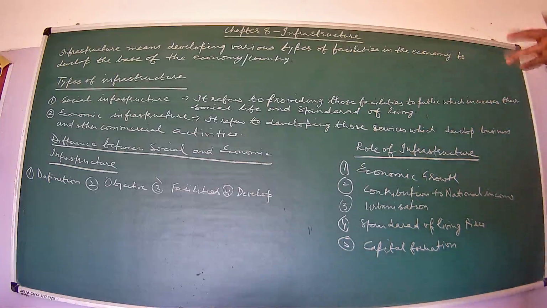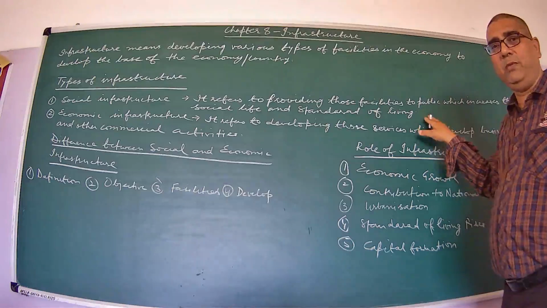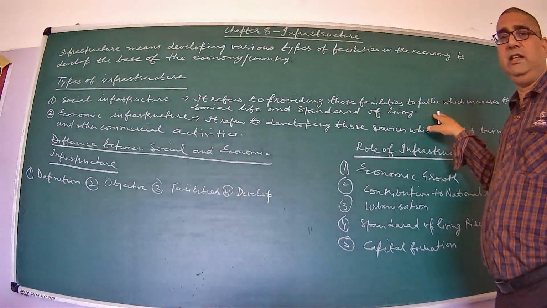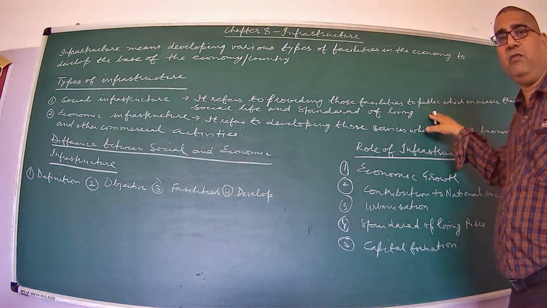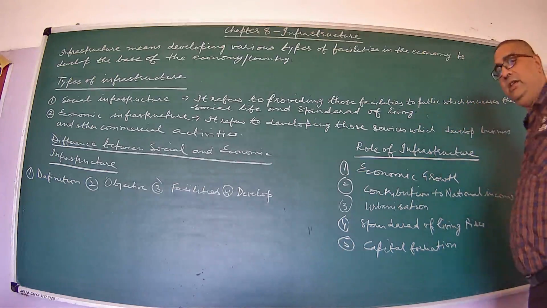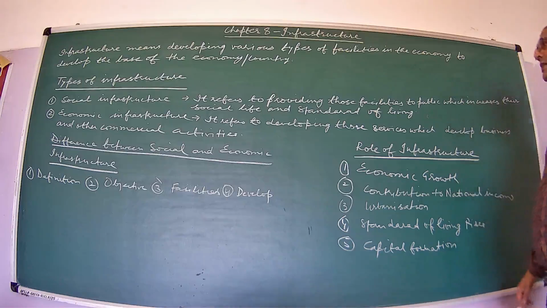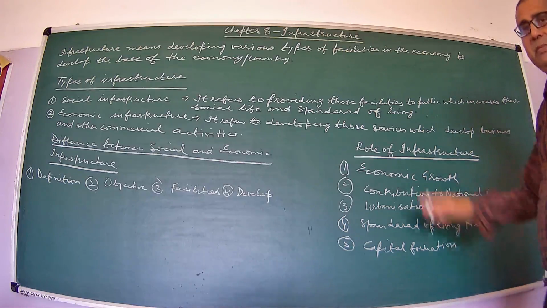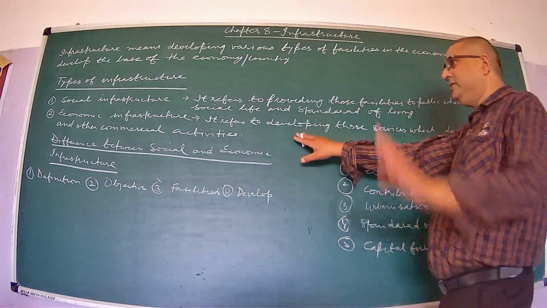Then the objective. The objective of both is different, right? Social infrastructure is related with public facilities like conveyance facilities, road facilities, railway facilities, sewer facilities, drinking water facilities, medical and health facilities, and various school, college, and university facilities, right? Then the objective of economic infrastructure is totally different. Basically, it is related to upliftment of commercial activities, business activities, and economic activities. Right, and moreover, it will also increase.